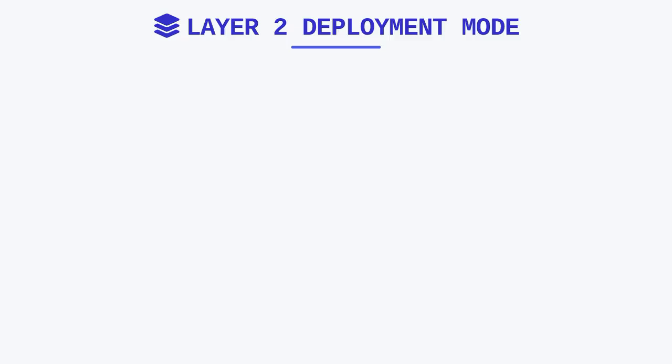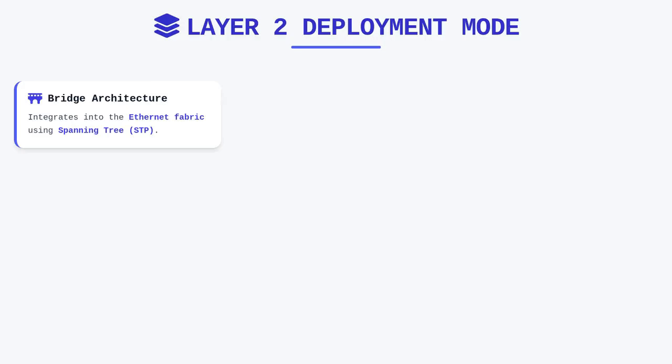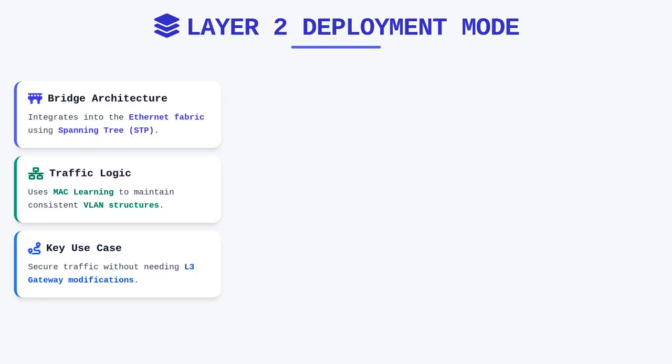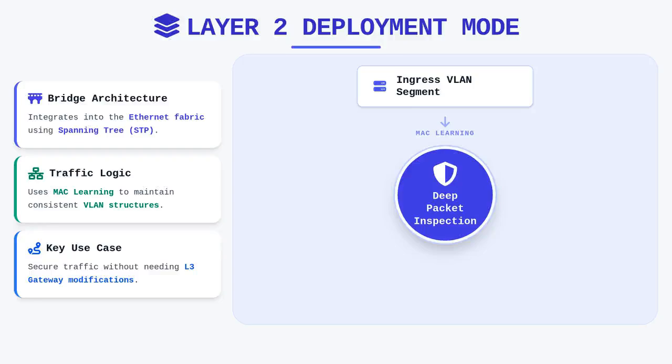Layer 2 deployment mode transitions the firewall into a bridge-based architecture, where the device participates in switching protocols like spanning tree. In this configuration, you assign interfaces to specific VLANs, and the firewall performs MAC address learning on those segments to determine how to forward frames between zones. The primary advantage here is the ability to maintain consistent VLAN structures across the firewall while performing deep packet inspection on traffic traversing between different zones or even within the same broadcast domain.